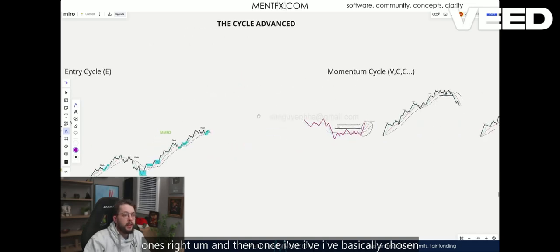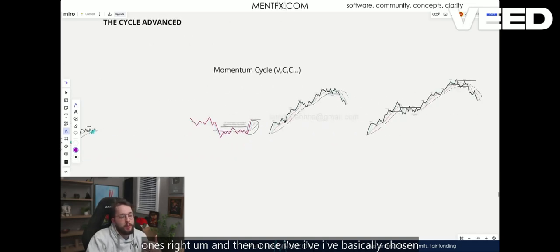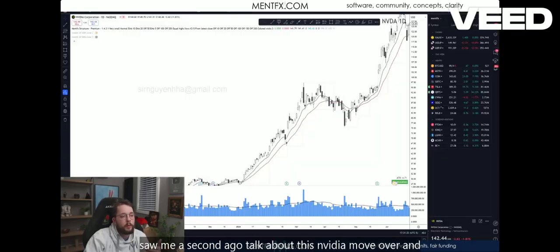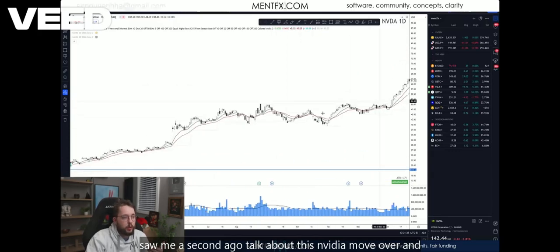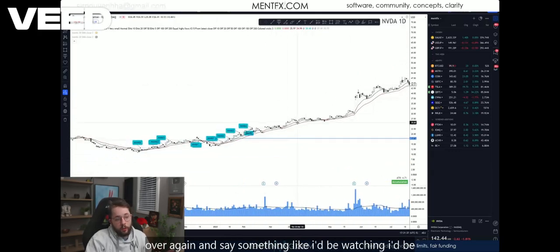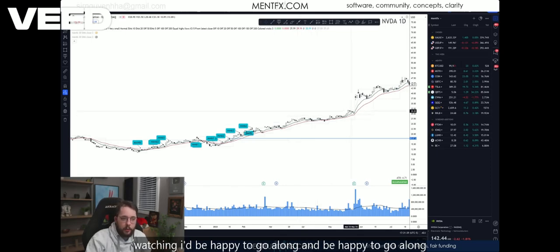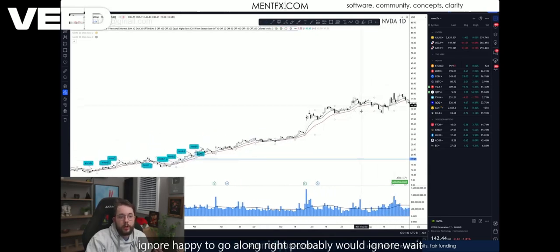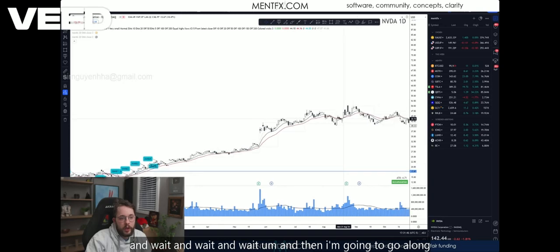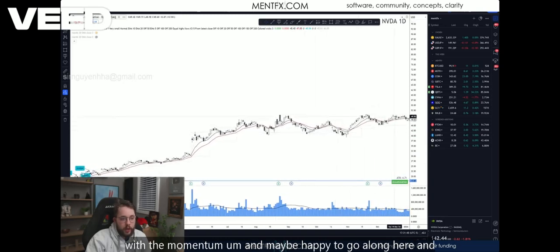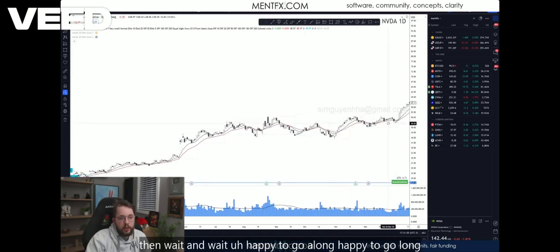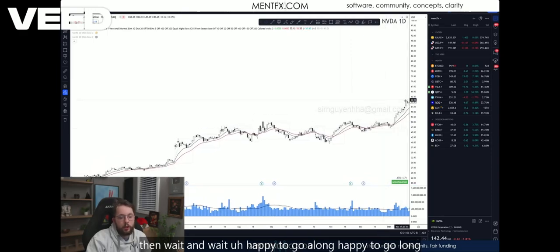Right, and then once I've basically chosen, because that's what I'm doing as a trader, I'm choosing that one of these areas probably looks clean enough for me to consider longs, for me to continue on longs. Just like you saw me a second ago talk about this NVIDIA move over and over again and say something like, I'd be happy to go long. These are perfect MMBs, happy to go long. Probably would ignore this one, wait and wait and wait. And maybe happy to go long here, and then wait and wait. Happy to go long.